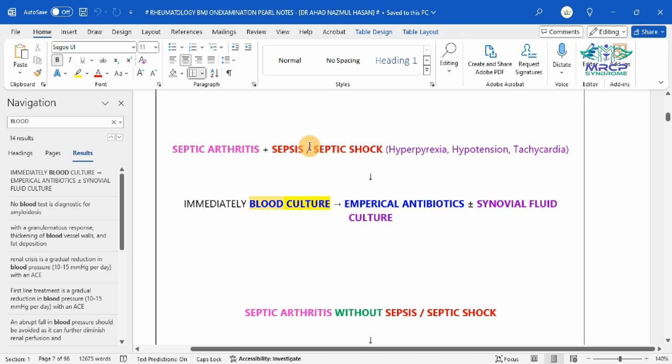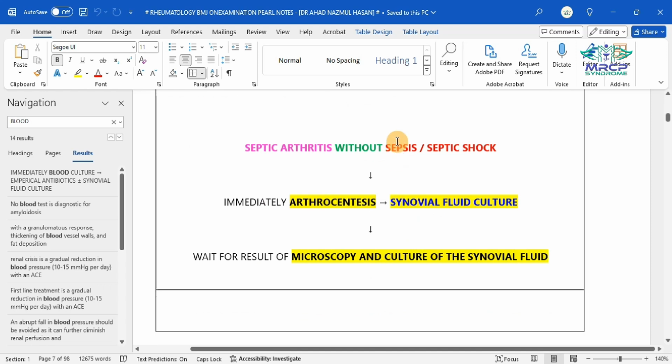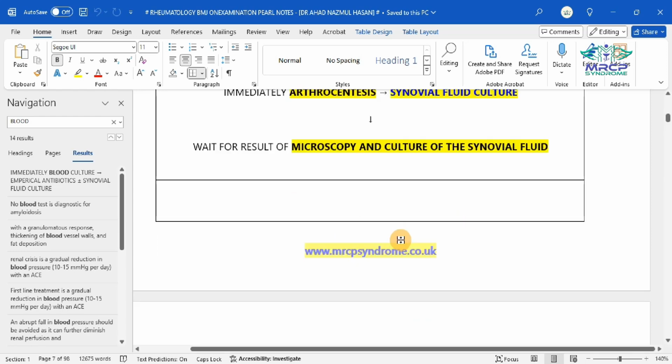If the patient has features of sepsis or septic shock like hyperpyrexia, hypotension, tachycardia, we'll immediately go for the blood culture, immediately starting empirical antibiotic followed by the synovial fluid culture. If there are no features of associated sepsis or septic shock, we'll go for the arthrocentesis plus synovial fluid culture along with the microscopy. The microscopy will reveal whether this is gout or pseudogout, and culture will reveal whether this is septic arthritis.